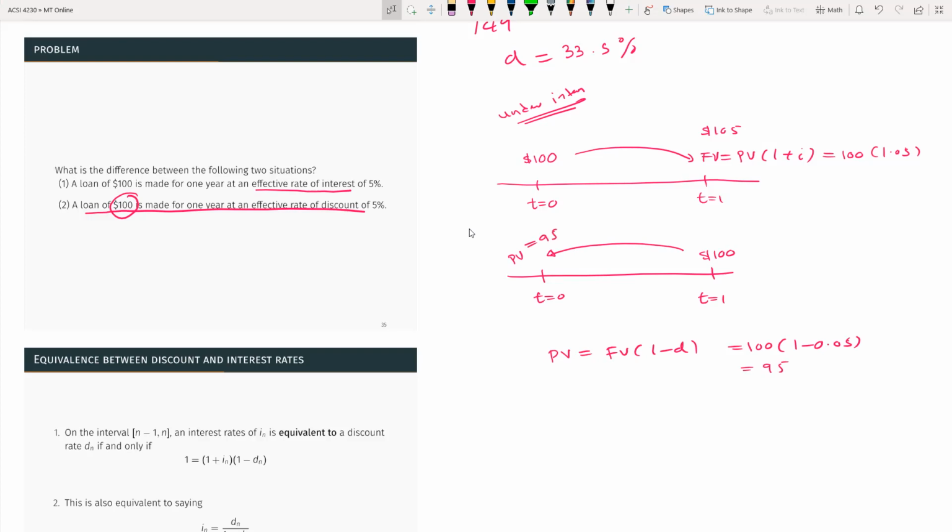So what's the difference? Under the first situation, under interest rate, you have $100 in your hand. So if you need $100 to start your project, then you have $100. Now, if you borrow money on a discount rate, you don't have $100. Instead, you have only 95. But you don't have to pay 105. You can pay only $100. So there's a difference between interest and discount and the wording. So you have to be careful.